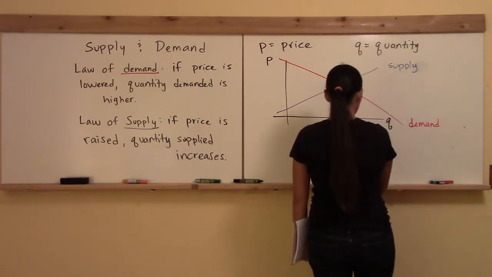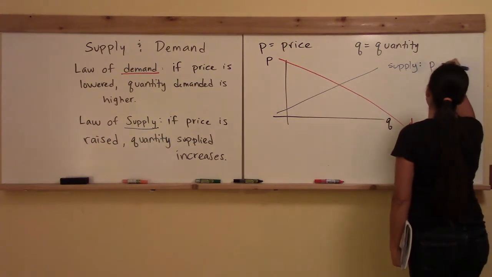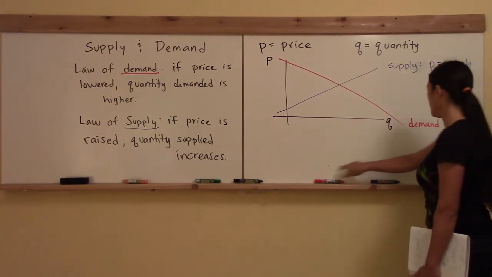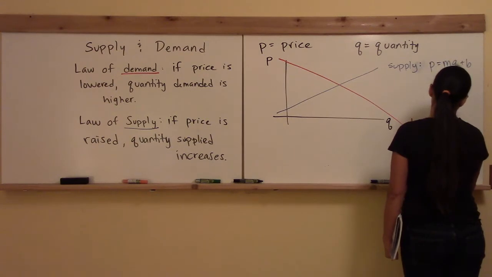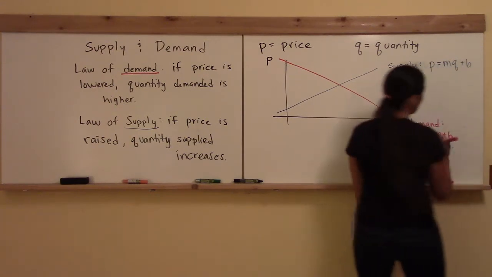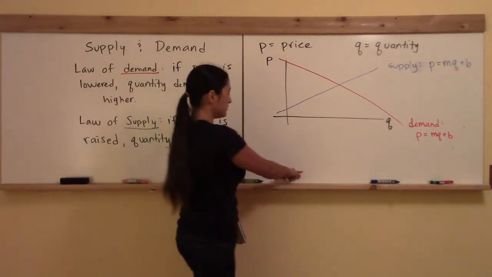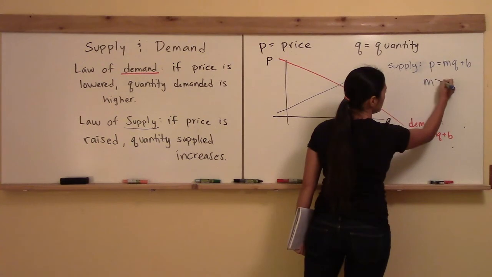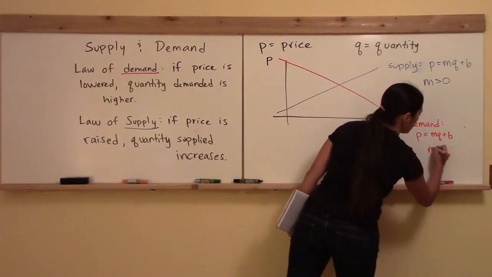Now each one of these things has its own equation, so I'll write it in blue. P is equal to MQ plus B. That's going to be for the supply one in red. And then demand is going to have its own linear equation. P is equal to MQ plus B, where here the red M and the blue M would probably be different values. Keep in mind the supplier slope is always positive, and the demander slope is always negative.